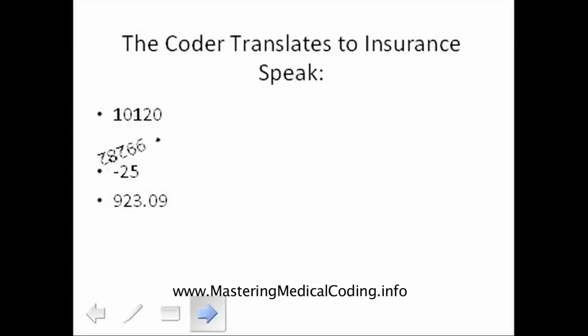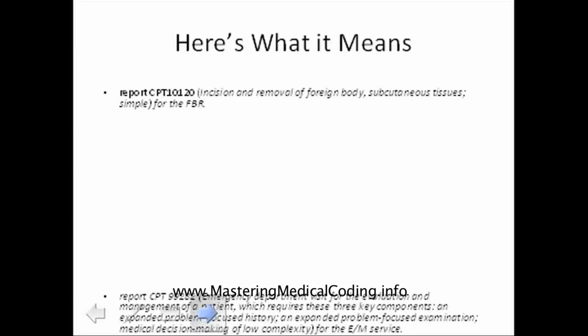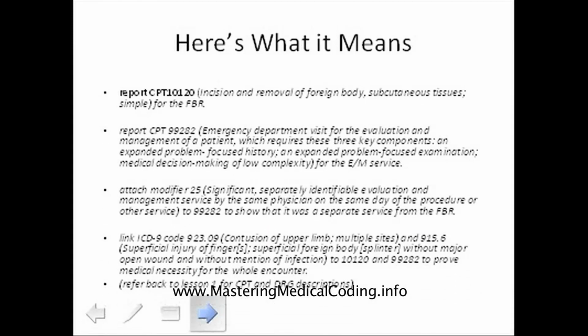10120, 99282, -25, 923.09. This might not mean a lot to you and me, but here's what it means to our insurance company. The coder reported CPT 10120 to show that there was an incision and removal of foreign body of subcutaneous tissues that was simple for the foreign body removal.